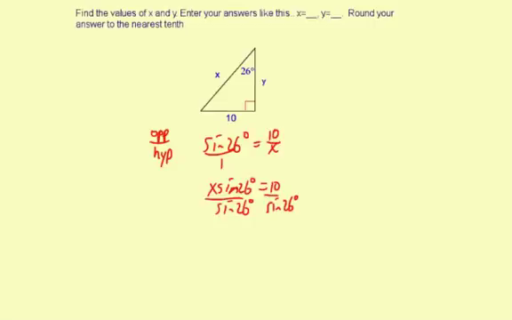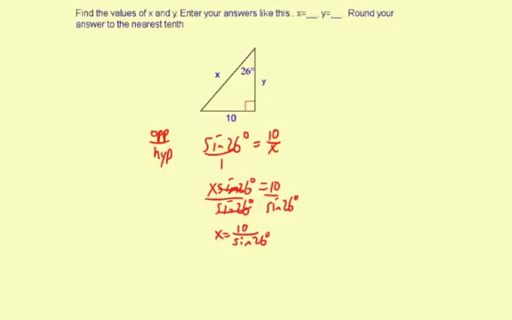Now the sine of 26 degrees is just a decimal. We could have found the decimal first, but I'm going to wait until the end on this one. So the sine of 26 degrees, those reduce out. So we get x equals 10 divided by the sine of 26 degrees.